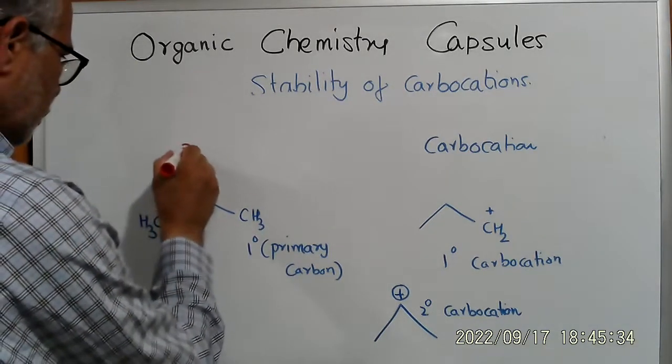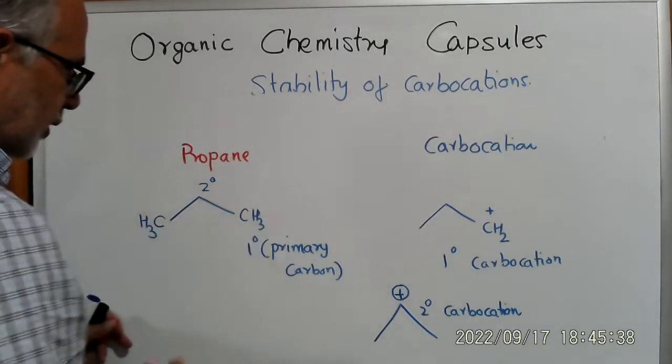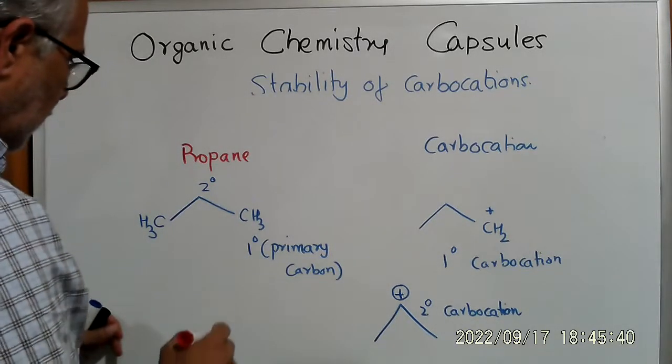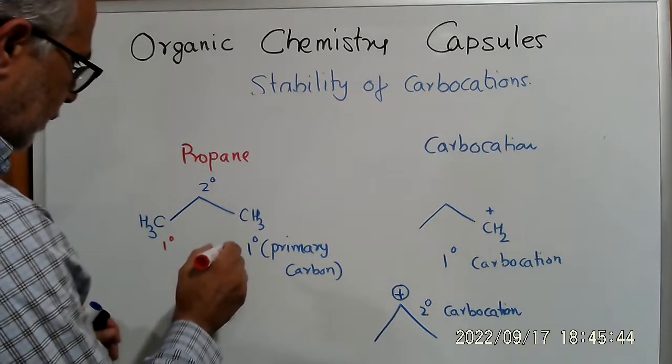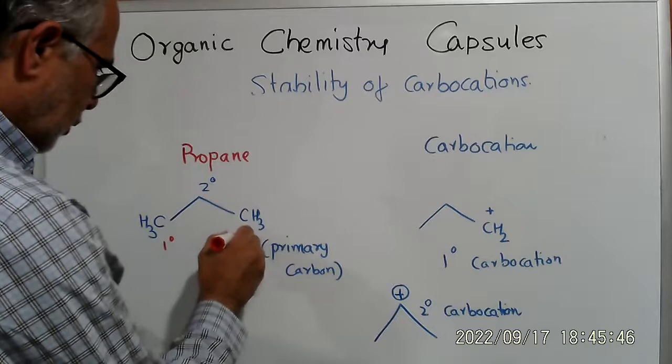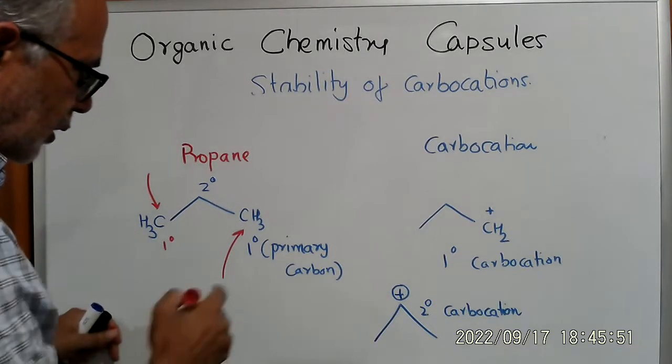I have written a small compound, which is propane here. This compound is propane, a 3-carbon alkane. Notice all carbons are sp3 hybridized. And in the previous video, we have seen that the CH3 carbon and the CH3 carbon are called primary carbons.